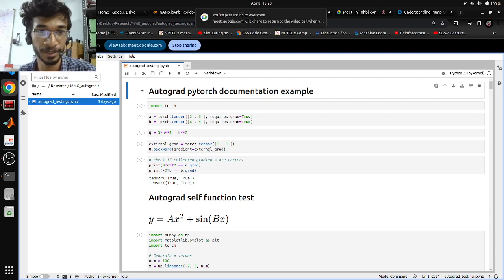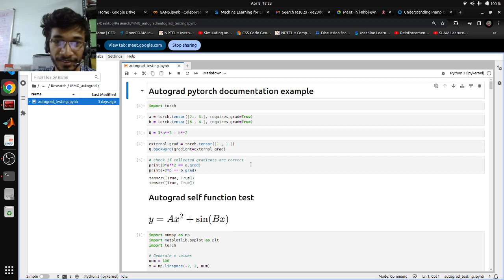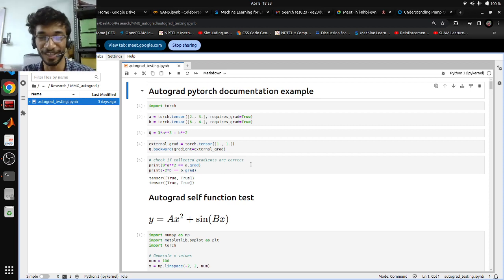Is my screen visible? I've shared a code. Okay. So the thing is, AutoGrad is a very fancy name, but all it actually is, is your regular gradient descent, or no, not gradient descent, back propagation, the chain rule. It's just a programmatic implementation of that idea.